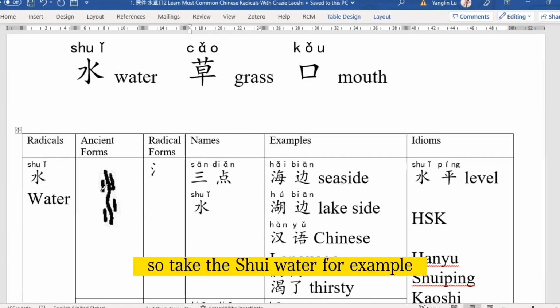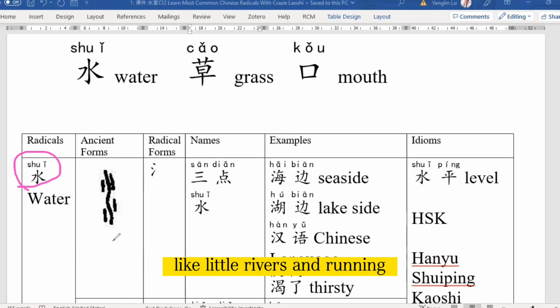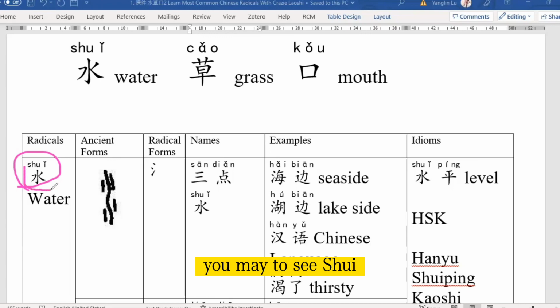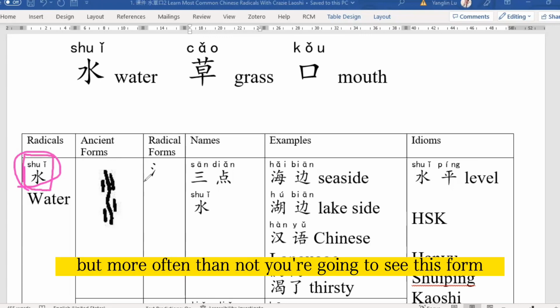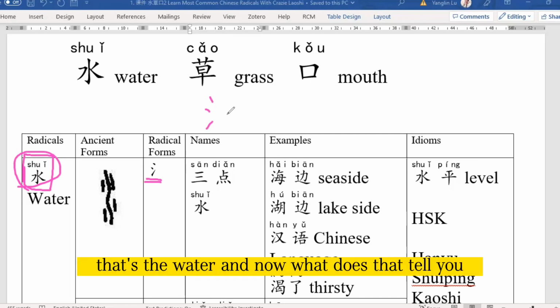Okay, so take the 水, water, for example. This is how it looks in ancient forms, right? Like little rivers running. And this is the radical form. That means sometimes in a character, you may just see 水 showing as this original character 水, but more often than not, you're going to see this form. When you see these 3 little dots, then you know, oh, that's the water.